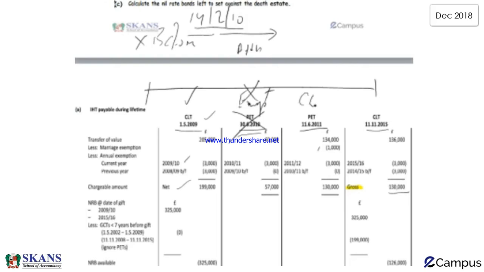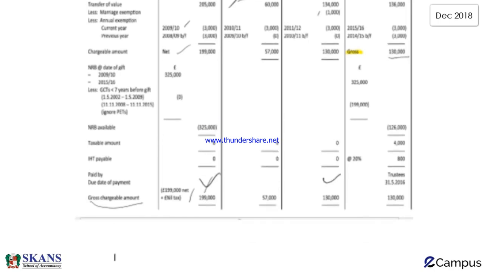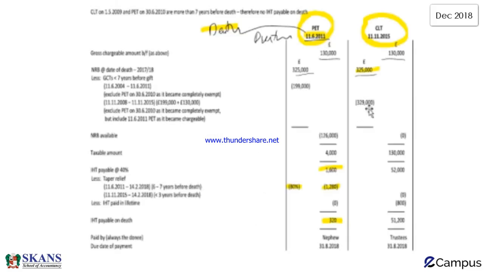But this is not a PET anymore. This is now a chargeable transfer. So what we are required to deduct is two gross chargeable amounts. One is of 199,000 and the other of 130,000, which makes up a total of 329,000, which means effectively there is almost no nil rate band available. So 130,000 would attract a rate of 40%, which is 52,000, and then we will be considering application of taper relief.